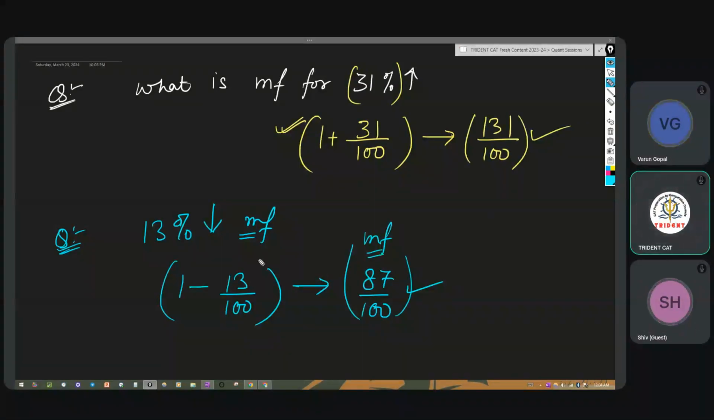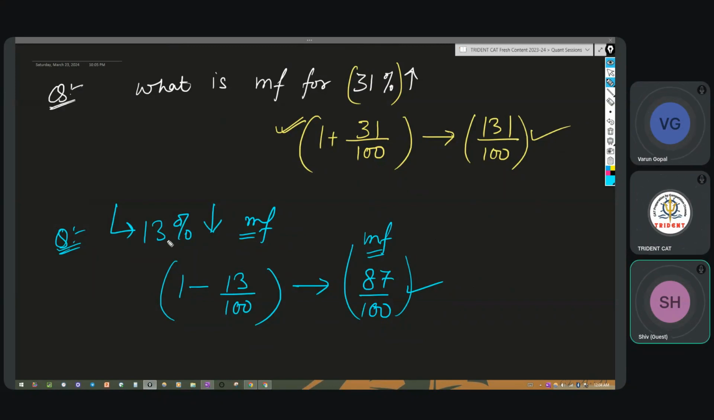So, for example, somebody asks you, hey Varun, do you know my salary got a 13% decrement, or my salary decreased by 13%. So, what is the multiplying factor that I should be using in that case? I will not think too much. I know 1 minus 13 by 100 is the multiplying factor, which is 87 by 100. So, whatever number he had, just multiplying that by 87 by 100, I'll get the new number. Let's practice a couple of questions, shall we, guys?